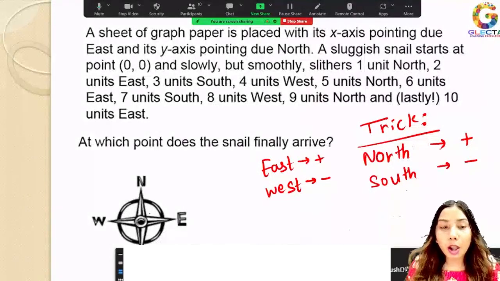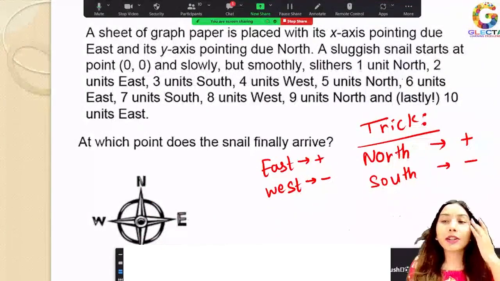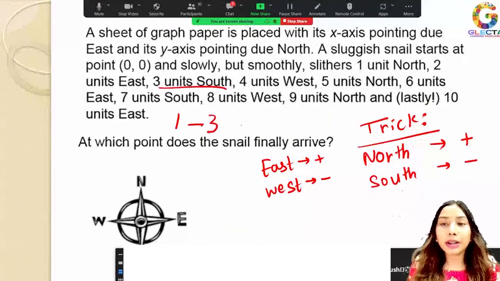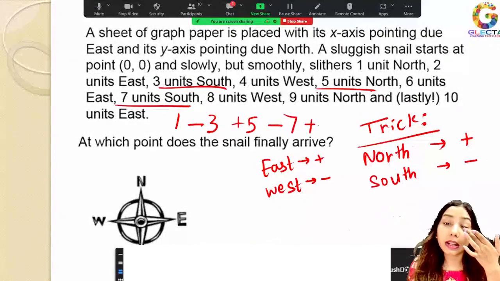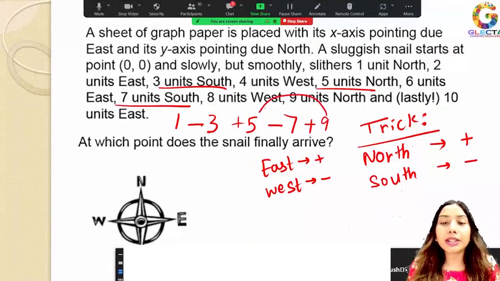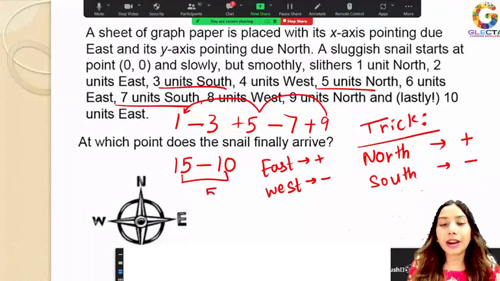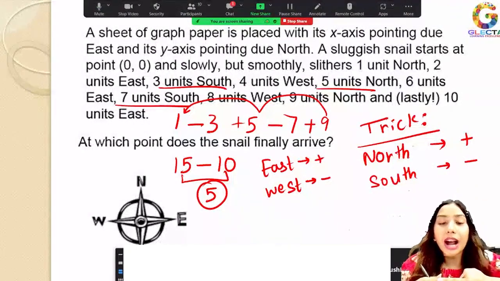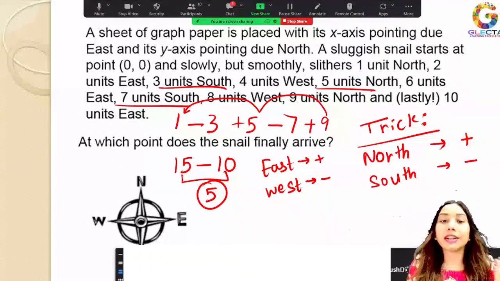So instead of using a long way, like 1 unit up, 2 units right, 3 units down, 4 units left, like that, instead of doing that, I just use north as positive, south as negative. So 1 take away 3, plus 5, take away 7, plus 9, right? And then we add 9 plus 5 is 14, and 14 plus 1 is, I mean, 15. And 15 take away 3 and 7 is 5. So the answer is 5, right? Which means on the y-axis, it's just 5 units. And on the x-axis, it's 6 units.